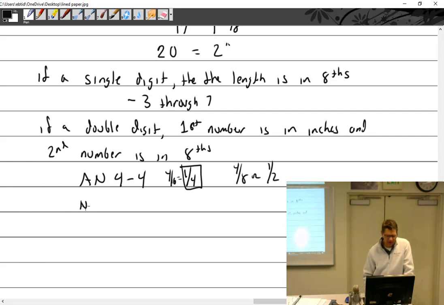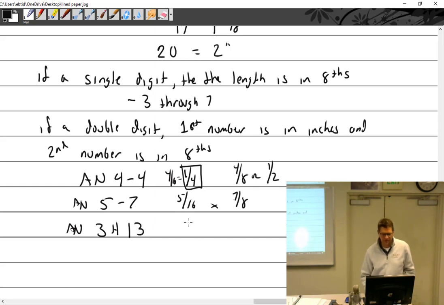How about an AN5-7? 5/16 wide by 7/8 long. AN3H13. Get some threes in there. 3/16. What's H mean? Hole in the head. By 1 3/8 inch long. All right.